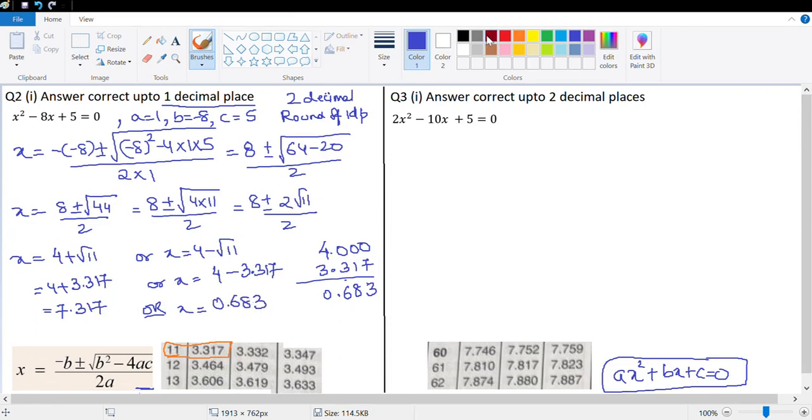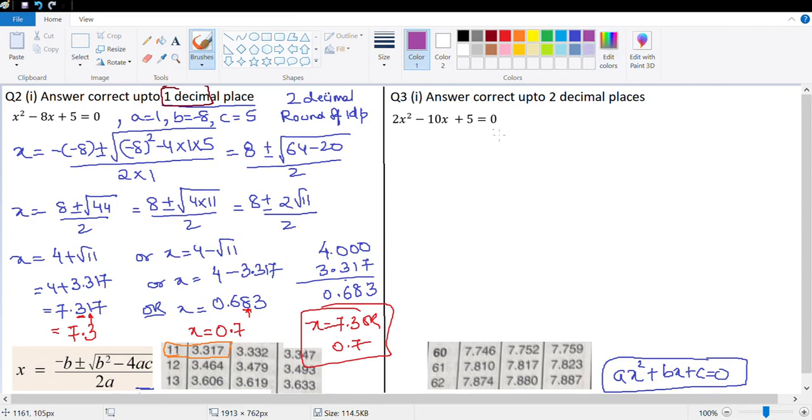Now let's read the question once again. They want up to one decimal place. So let's round off. When I round off to this place, the answer is 7.3 because the number after that is less than 5. In this case, the digit after the first decimal is more than 5 or 5, which means this is equal to 0.7. The two values are x is equal to 7.3 or 0.7. That's our answer. Good, let's look at the next question.